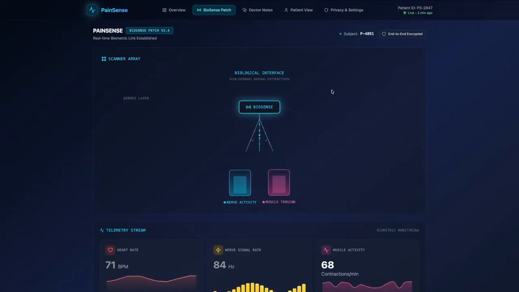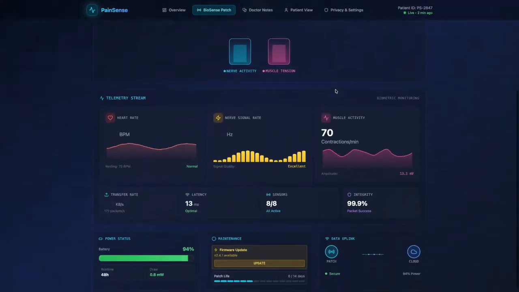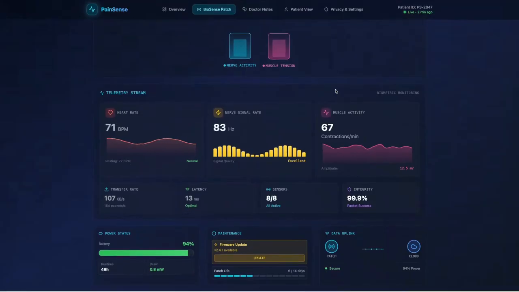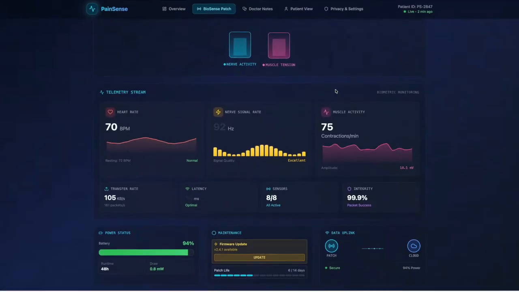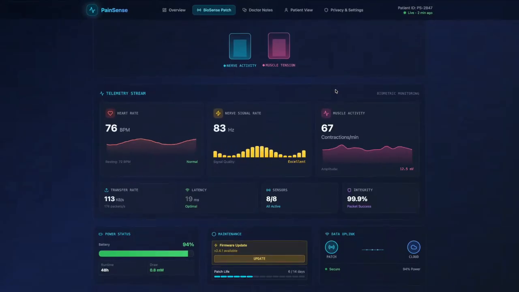These signals are processed locally by the patch and then securely transmitted to the PainSense platform in real time. By combining multiple biosignals, the system can estimate where pain originates and how it evolves in the body. So this allows PainSense to transform invisible physiological signals into the visual pain maps that we will show next.